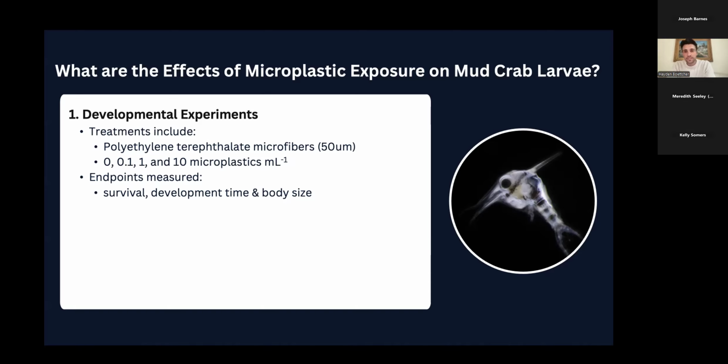And during these developmental experiments, we introduced a few different treatment levels of microplastic exposure. So we had a 0, which is our control, that's 0 microplastics per milliliter. And then we started increasing exponentially from there up to 0.1 pieces per milliliter, 1, and all the way up to 10 microplastics per milliliter.